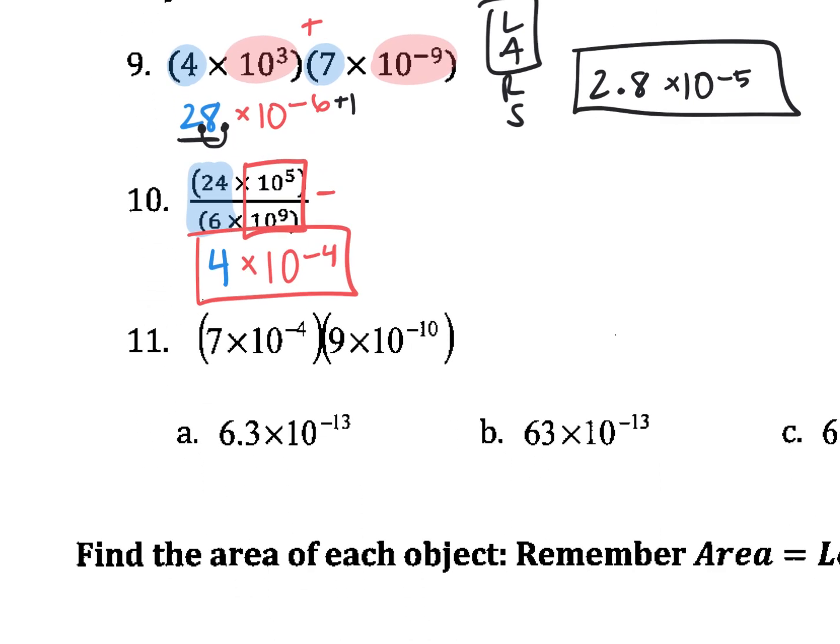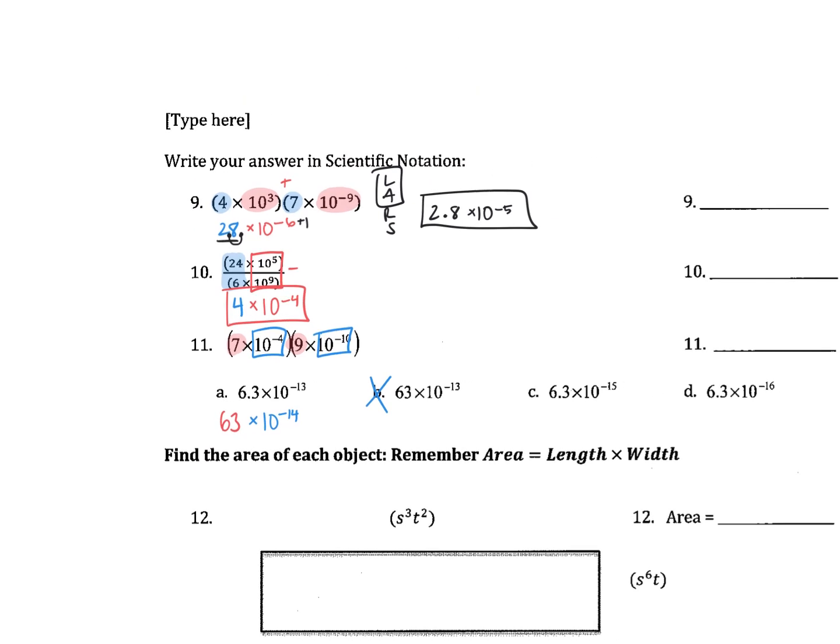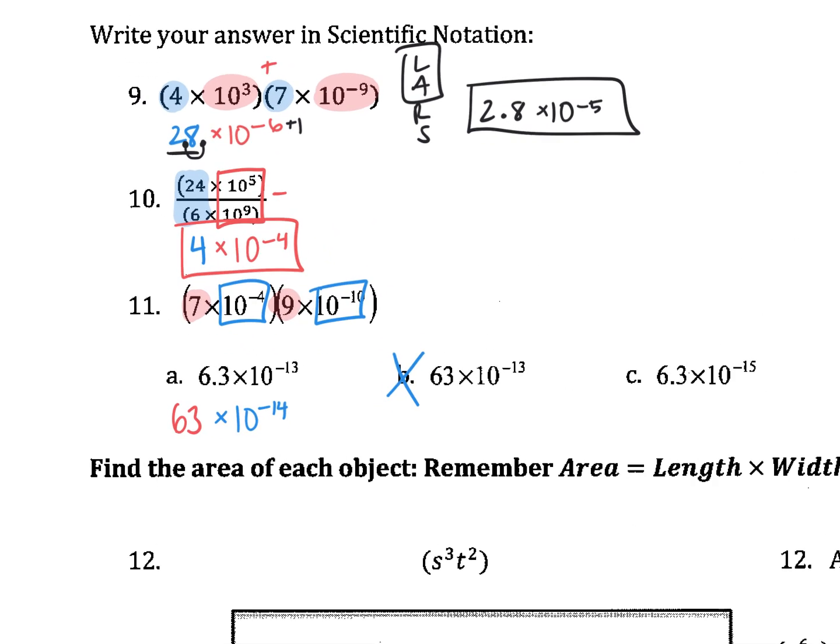Okay? When we are multiplying, we multiply these two numbers together. That's going to give us 63. And then I'm going to multiply these two numbers together, which means we are going to add those exponents to give us negative 14. However, this number is not in scientific notation. Neither is letter B. So we can cross that one out.